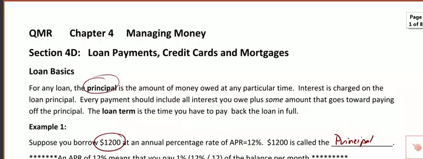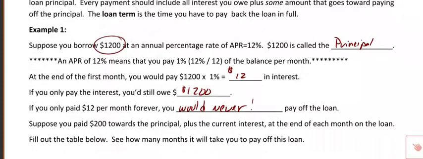So let's take this situation. We're going to borrow $1,200 at an annual percentage rate of 12%. That $1,200 that we're borrowing is called the principal. And think about this, the annual percentage rate of 12% means that you're paying 1% interest on that principal balance per month. So 12% divided by 12, because there are 12 payments or 12 months in a year.